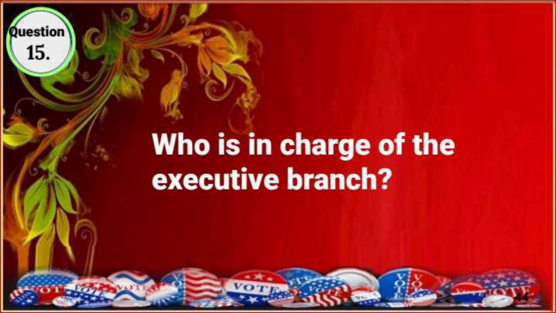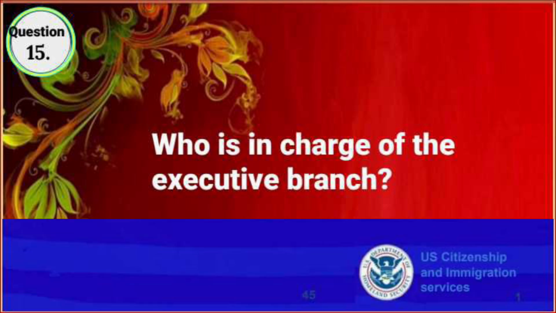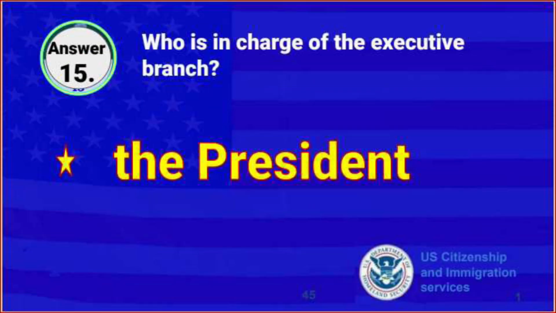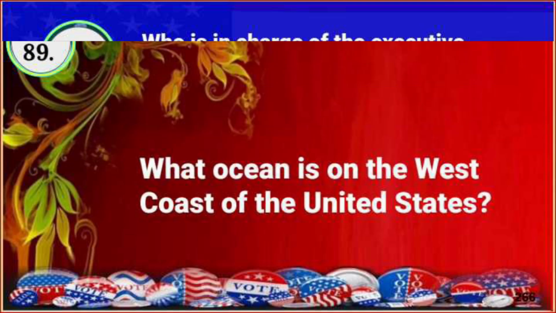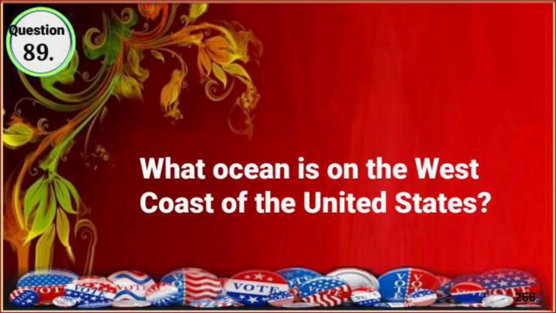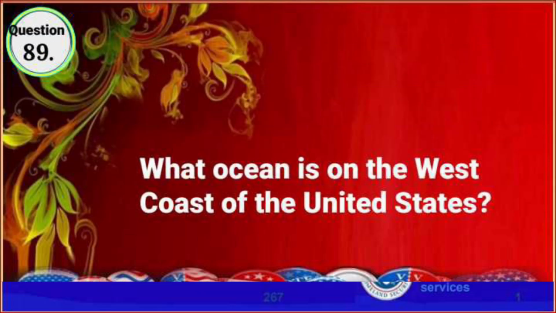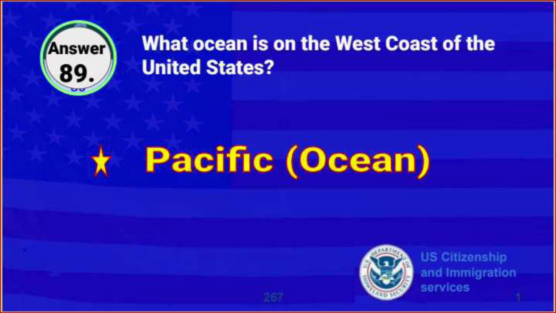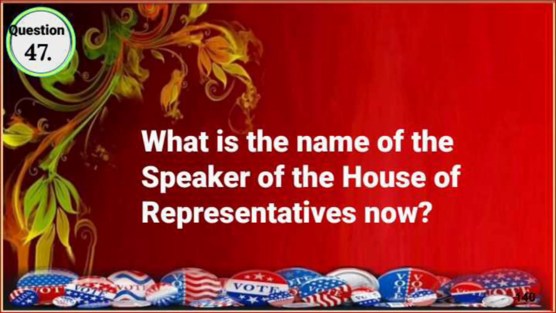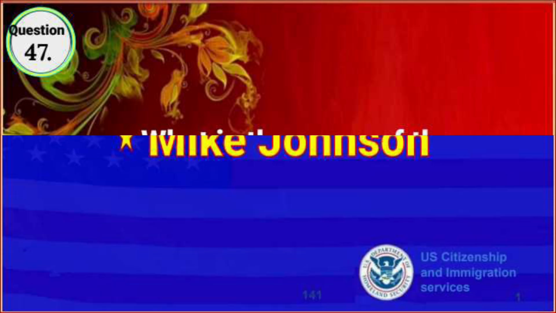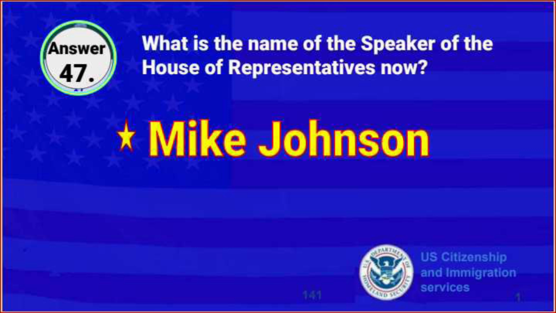Who is in charge of the executive branch? The President. What ocean is on the west coast of the United States? Pacific Ocean. What is the name of the Speaker of the House of Representatives now? Mike Johnson.